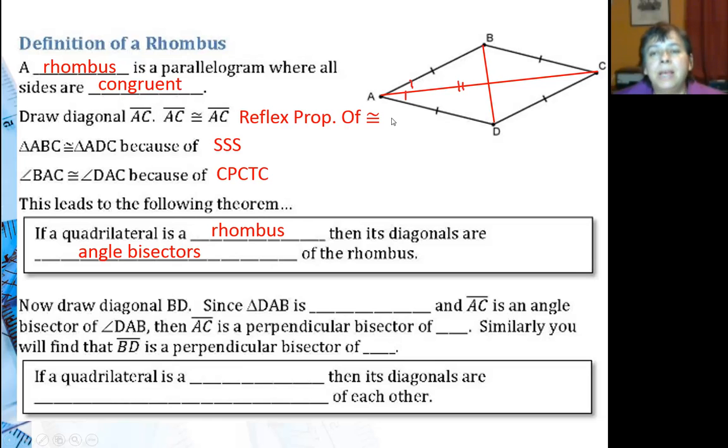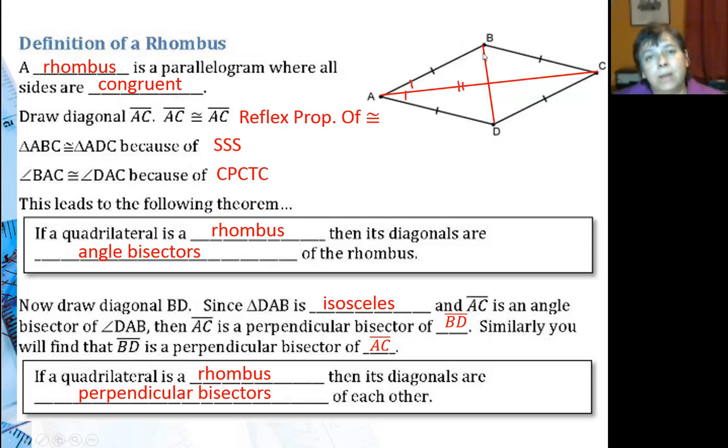Now I'm going to draw the second diagonal, and you can see that since DAB is an isosceles triangle and AC is an angle bisector there, that means that AC is actually the perpendicular bisector of BD. And you can flip it around to say the same thing the other way, that BD is a perpendicular bisector of AC. So if a quadrilateral is a rhombus, then the diagonals are perpendicular bisectors of each other.